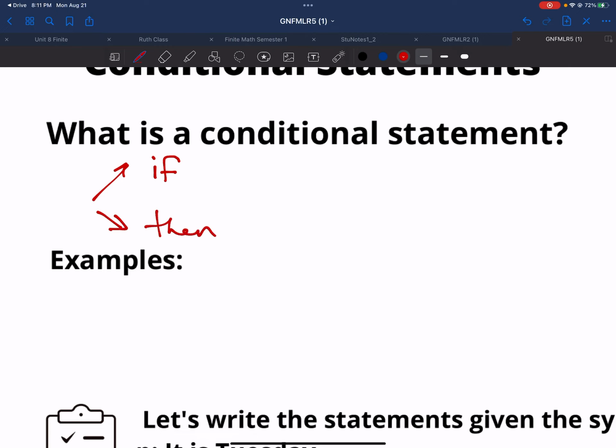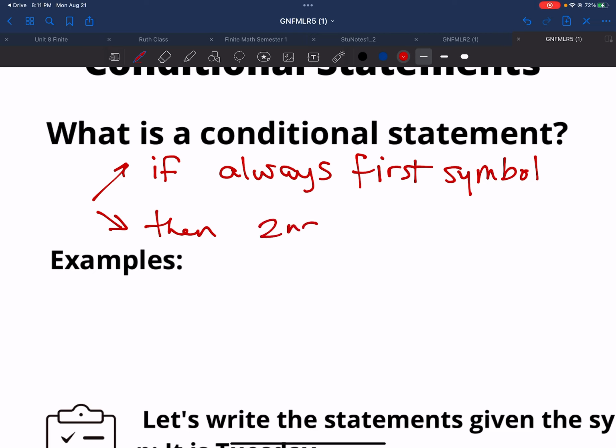The if statement is always a first symbol. It doesn't matter if that if is in the middle of a sentence or at the beginning of a sentence, that's always going to be your first symbol. And then is really the effect. If is the cause, then is the effect. So then this is second in symbols.